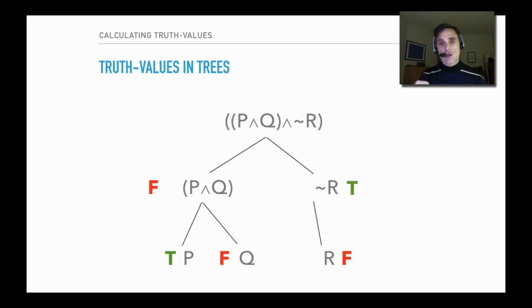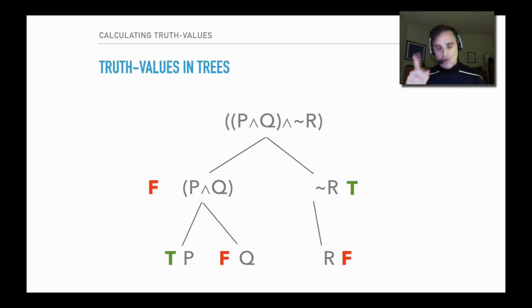It's a conjunction of P and Q with not R, so the rightmost conjunction sign is the main operator, and it's conjoining P and Q on the one hand and not R on the other. So it's a conjunction, and if we look at it, the right conjunct, negation R, is true. The left conjunct, P and Q, is false.